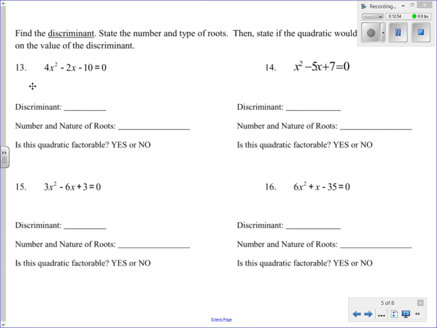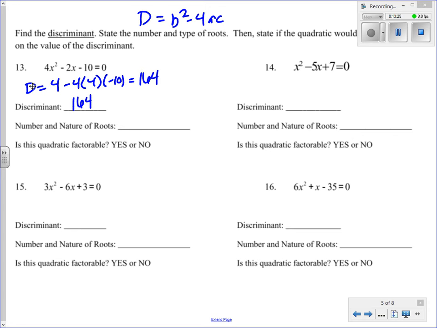Okay, 13 through 16 is discriminant. And if you remember for discriminant, our equation for that is b squared minus 4ac. We don't have a radical or anything like that. So if we want to find our discriminant here, we'll have b squared, so negative 2 squared is 4, minus 4 times a, which is 4, times c, which is negative 10. If we get that answer, it should be 164.